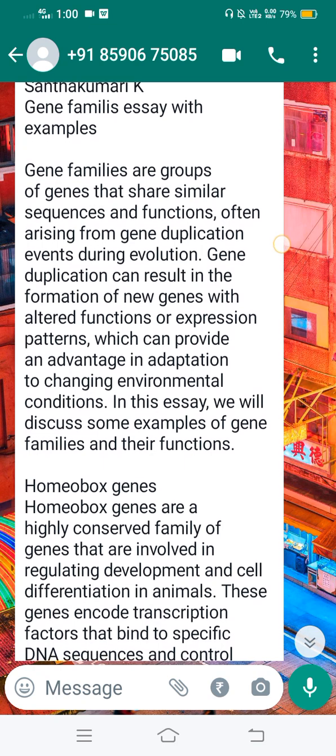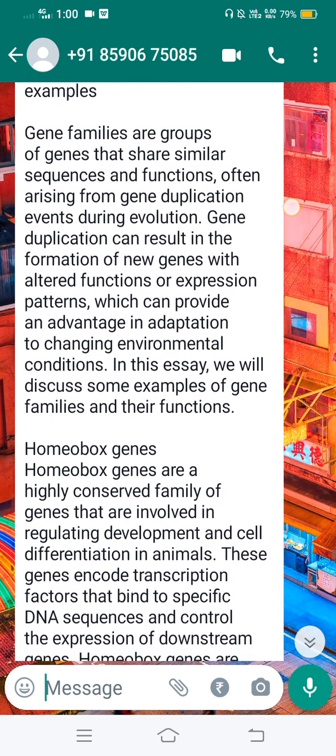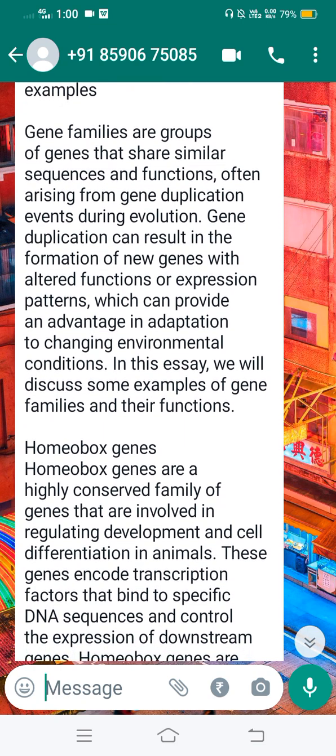So gene families are groups of genes. Next topic is about gene families. Gene families are groups of genes that share similar sequences and functions, often arising from gene duplication events during evolution. Gene duplication can result in the formation of new genes with altered conformations or expression patterns, which can provide an advantage in adaptation to changing environmental conditions.